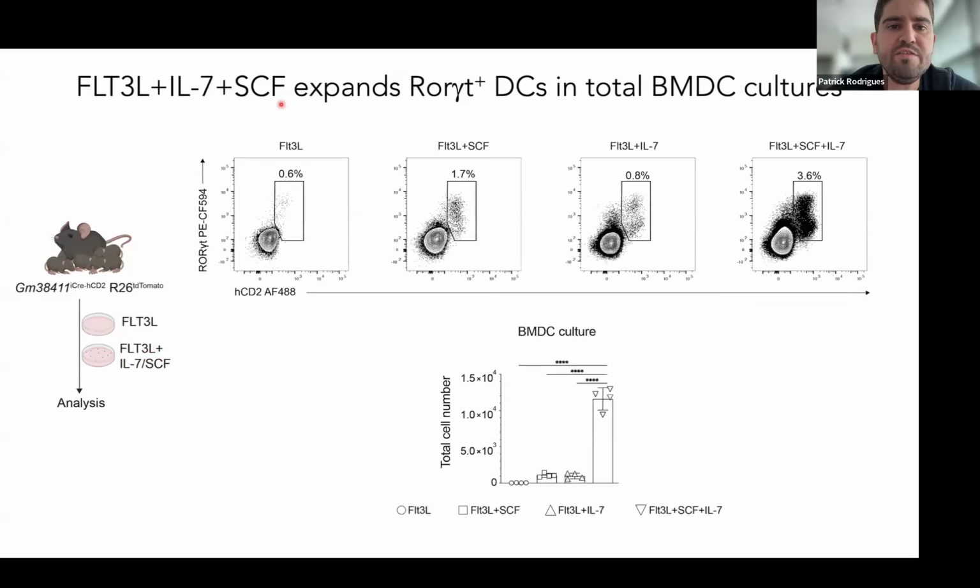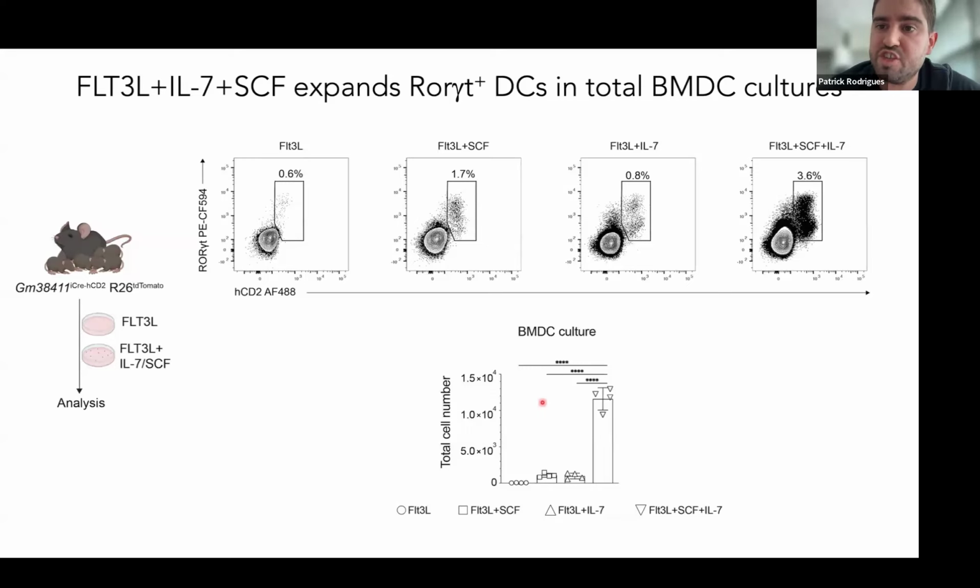And indeed, even though in a very, very low frequency, whenever you cultured total bone marrow cells from 15 day old mice and added FLT3 ligand, you got a very, very small fraction of Rorγt DCs within the cDC2 gates. However, if you added stem cell factor, IL-7, or stem cell factor and IL-7 combined, you could gradually expand these populations, and this is also observable here by this cumulative slide.